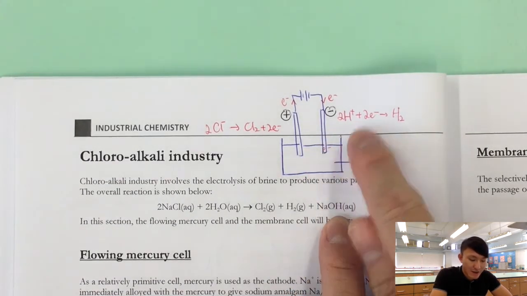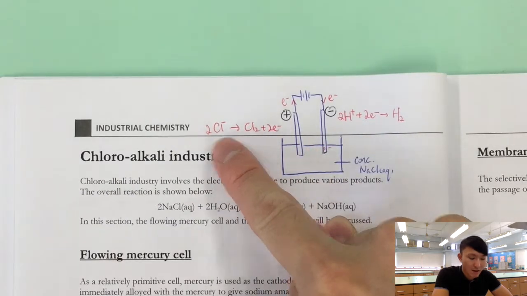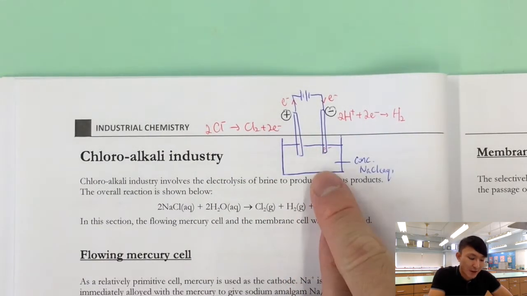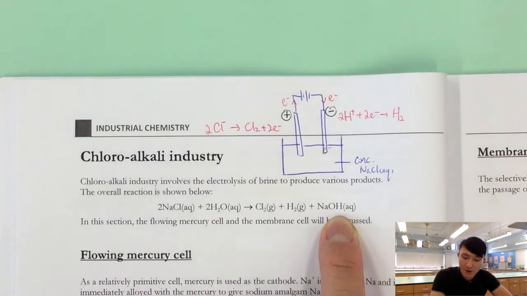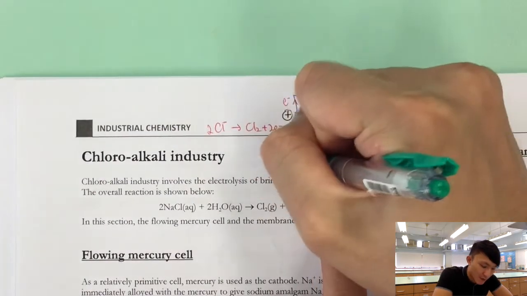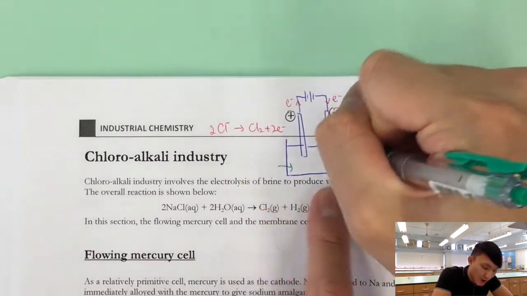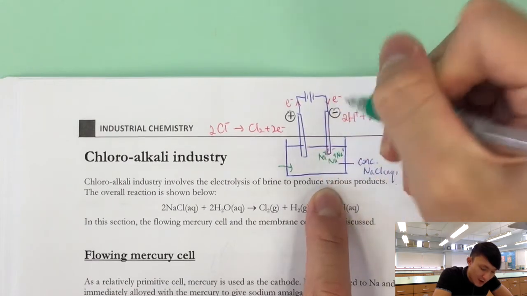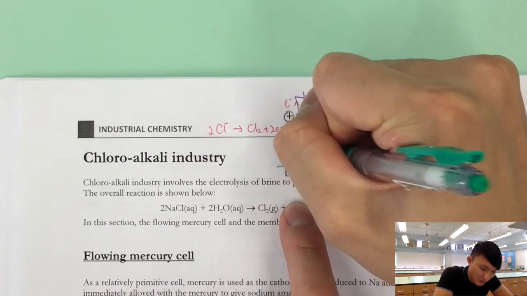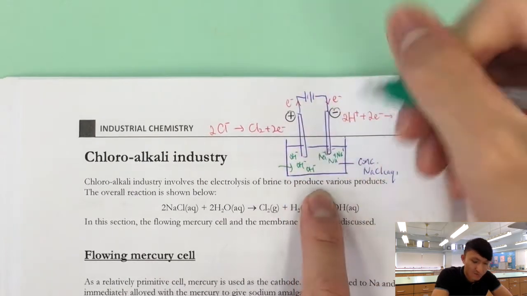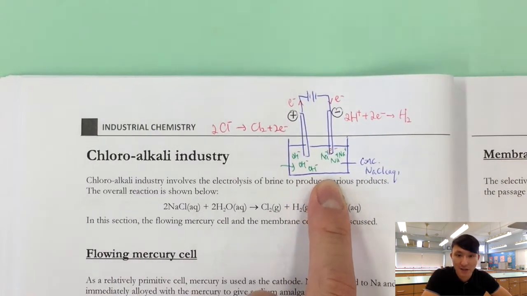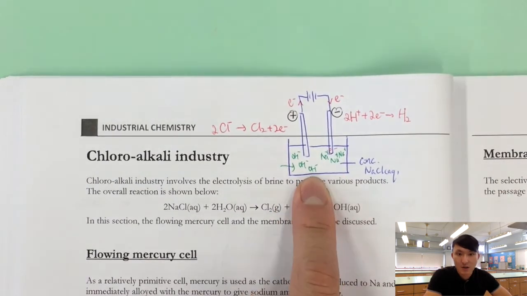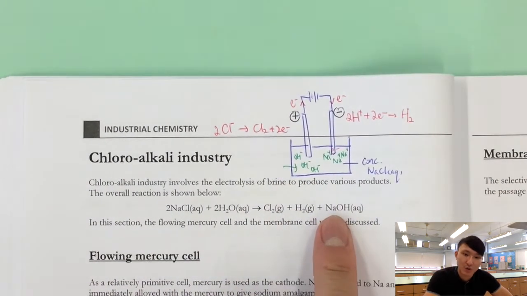As the reaction proceeds, H+ and chloride are being consumed. What is left in the electrolyte? Of course, we have a bunch of sodium ions and a bunch of hydroxide ions. Because these ions are not discharged, they remain in the solution, and these two ions will later combine to form sodium hydroxide solution. This is how we get the third product.